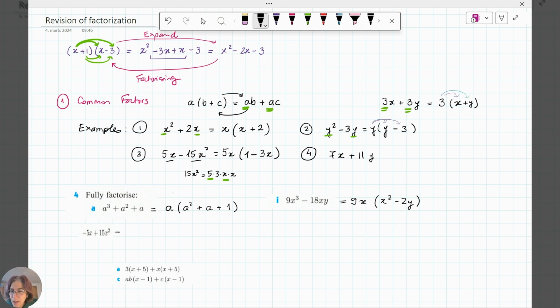Next one. What do I have in common between minus 5x and 15x squared? I do have 5, and I also have x. That's my common factor. And then inside the bracket, I'm going to have minus 1 plus 3x. And again, the nice thing about this is that I can always check my work because I can apply the distributive property again and go back to the original expression. 5x multiplied by negative 1 is negative 5x, and 5x multiplied by 3x is 15x squared.